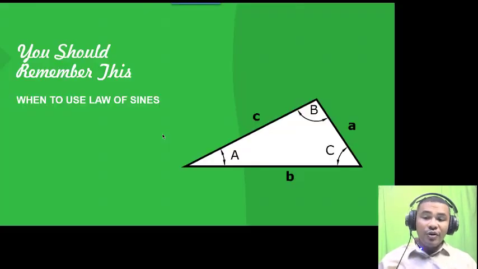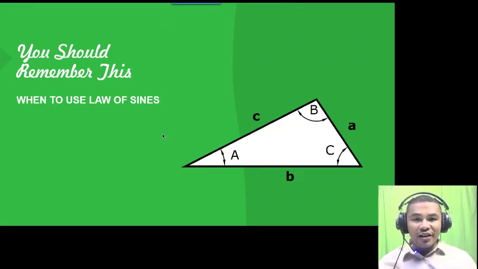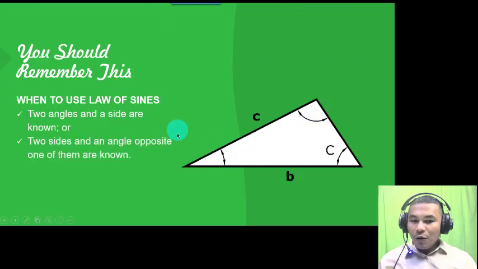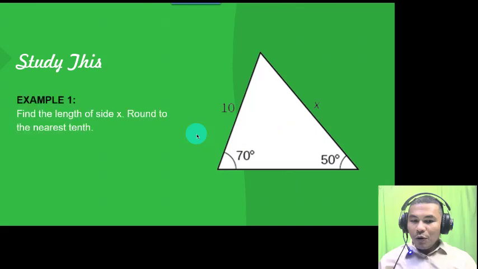You should also remember that there are specific situations where the law of sines is applicable. First situation is when two angles and a side are known. As you can see on the right, there are two angles given and one side. Next, the law of sines is also applicable when two sides and an angle opposite one of them are known. For us to really understand the law of sines, let us have some problems to solve.